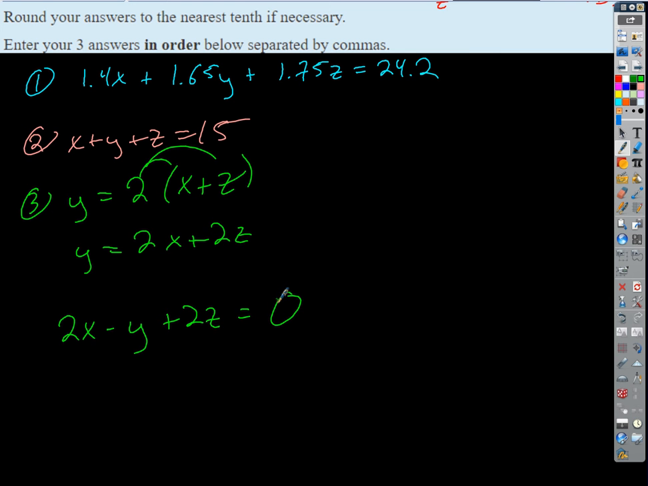Okay, and so then now we can put this in, right? Put this into our calculator, and this is a linear system problem. So let's do this one. Just a quick reminder how we do this on the calculator.